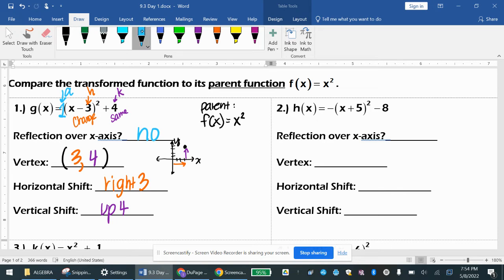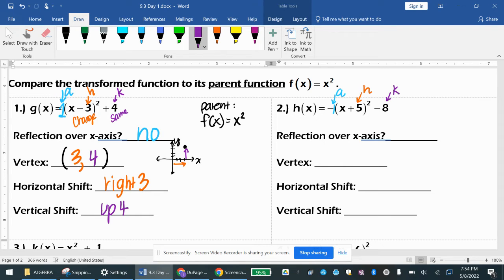Okay, so next one. So remember, the parent function es la más simple. It doesn't have parentheses or anything added or subtracted to it. It doesn't have any negatives. So that's what we're comparing, okay? So to compare the parent function to a transformed function, we're going to look at 3 values. The value of a, so in this case, it's -1, excuse me. Van a ver el valor de h y k. You're going to look for the values of h and k.